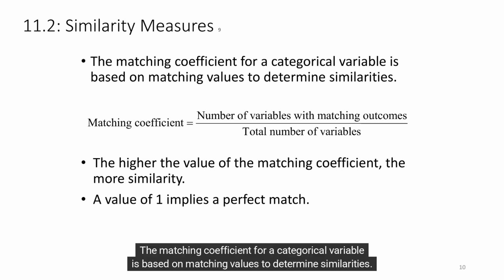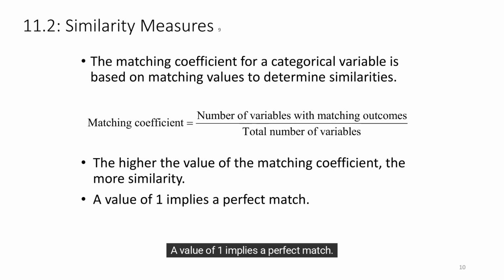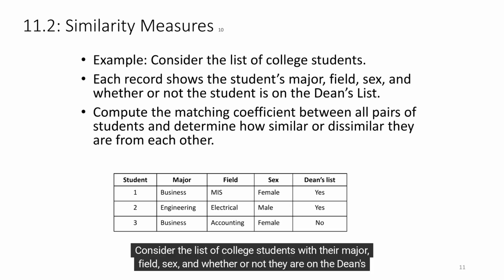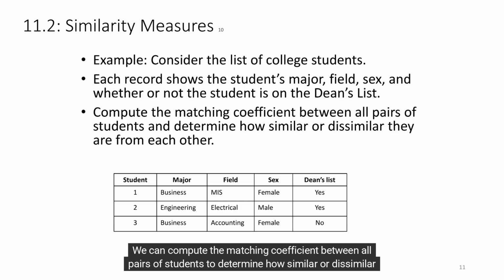The matching coefficient for a categorical variable is based on matching values to determine similarities. The higher the value of the matching coefficient, the more similarity. A value of 1 implies a perfect match. Consider the list of college students with their major, field, sex, and whether or not they are on the dean's list. We can compute the matching coefficient between all pairs of students to determine how similar or dissimilar they are from each other.